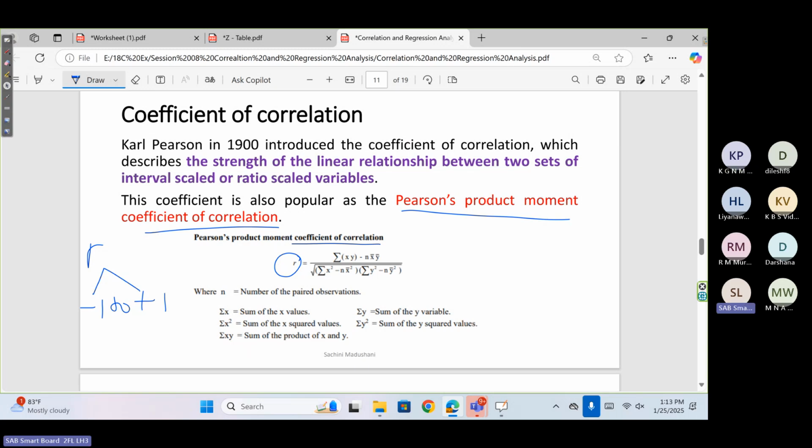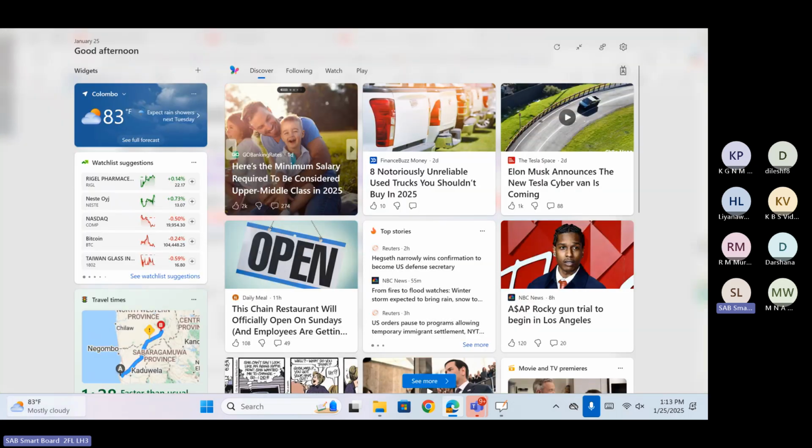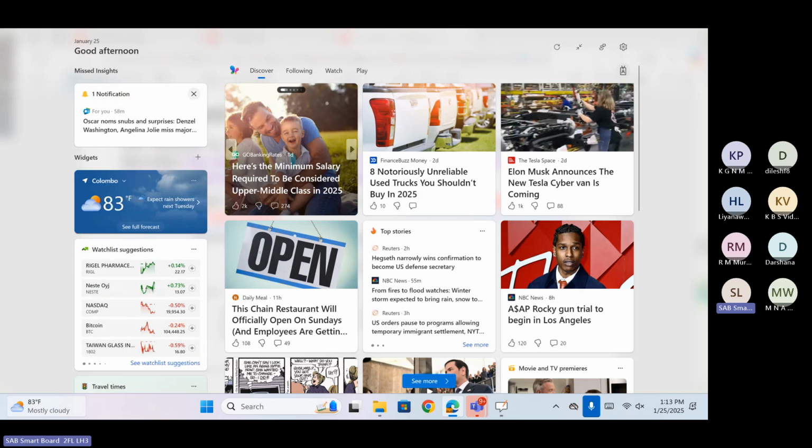This means the minimum value we can get is -1, the maximum value we can get is +1. In between, any number we can get.